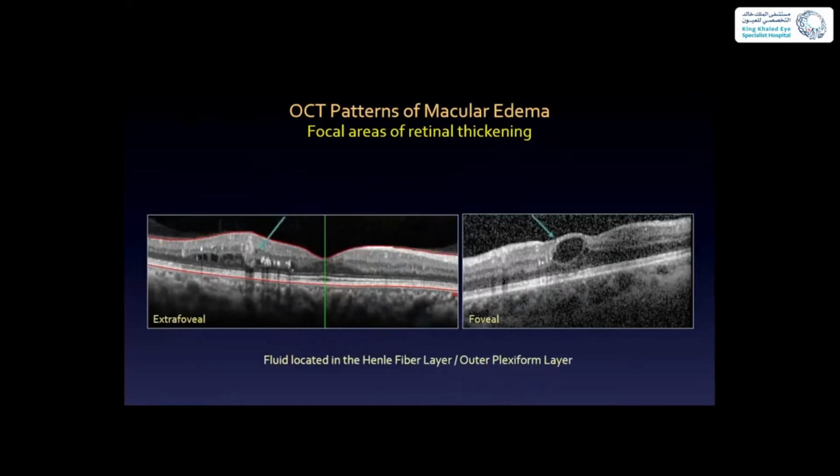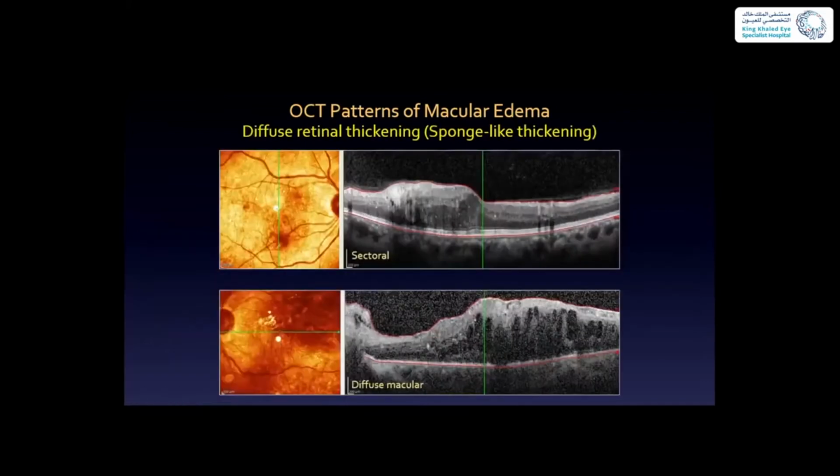And as you can see here, the fluid is located primarily in the Henle fiber layer and in the outer plexiform layer. This is very important to recognize, okay? The fluid can be more massive, causing a spongiform or sponge-like thickening of the macula. But again, the fluid is primarily located in the Henle fiber layer and the outer plexiform layer. It is important just to follow where the fluid comes out from.